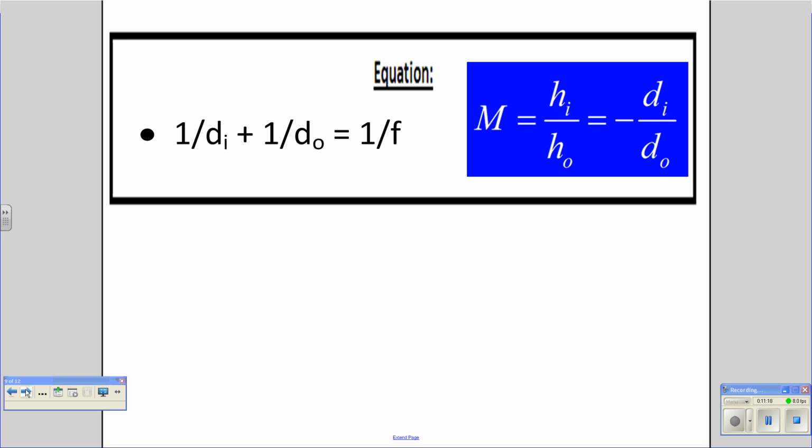These are our two equations. We're going to use them to help us find out more things about our mirrors. So we have 1 over di, so 1 over our image distance, plus 1 over do equals 1 over f. And then our magnification equation we've already seen, but if you'd like to write it down again, we will be using it today.